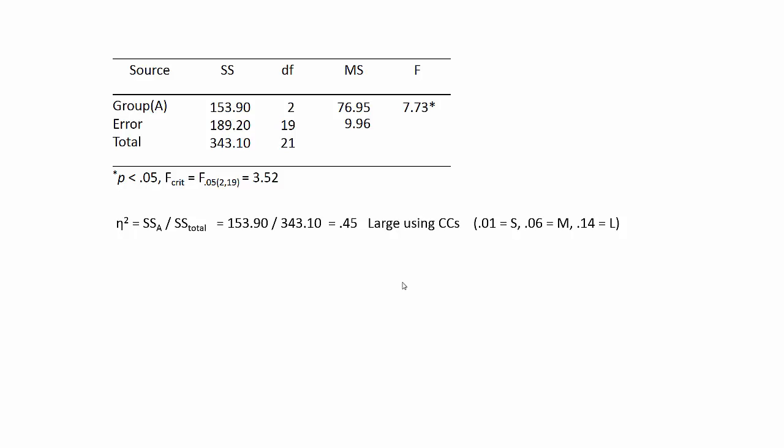So 45% using Cohen's conventions is a whopping effect. All we needed was 0.14 or 14% for a large effect. So this is a massive effect size using Cohen's conventions.